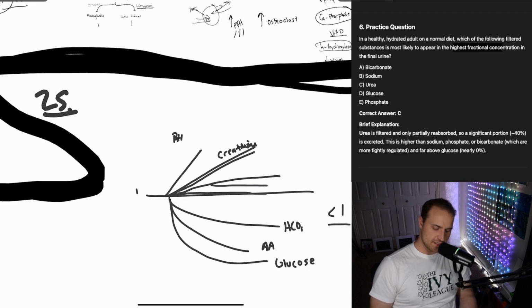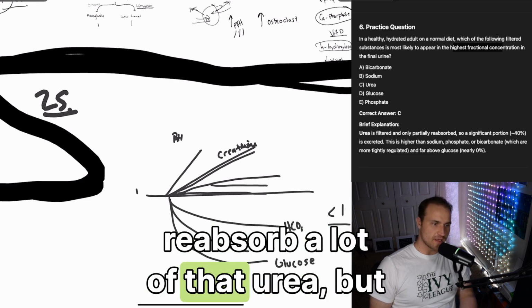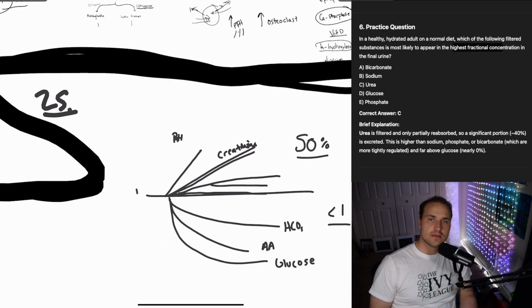And so what's interesting here is we don't actually reabsorb a lot of that urea, but half of it ends up in the toilet. So urea is the byproduct of nitrogen metabolism, right? It's the highest fractional excretion among any filtered solutes in healthy individuals. So glucose is super reabsorbed. It's almost 0% in the urine. It's going to be just dumped.